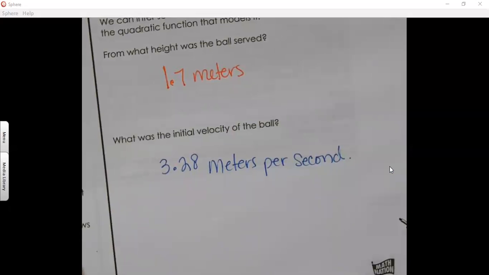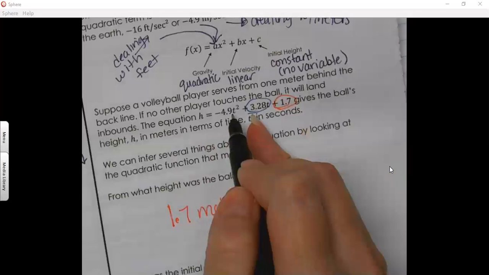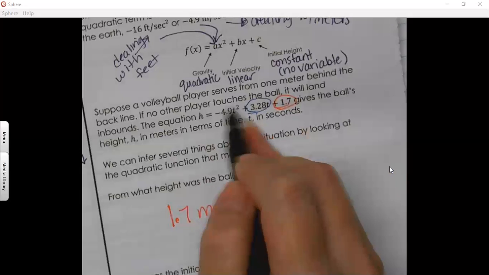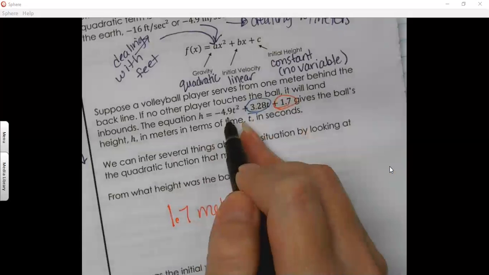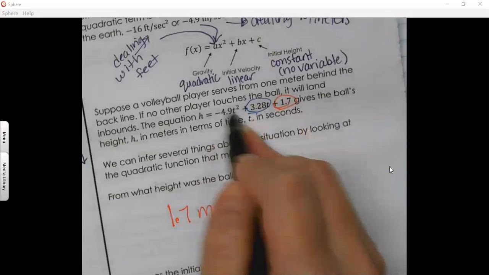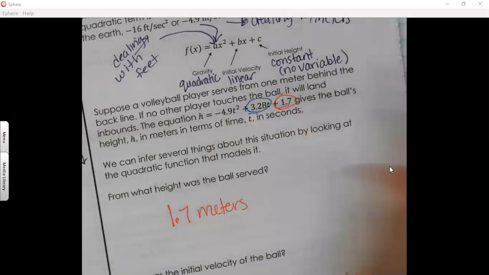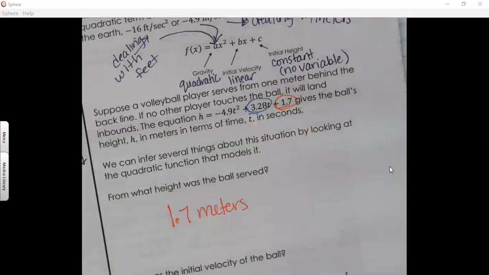Everybody cool so far? And also, if they didn't tell us it was in meters, we would know it was in meters because the quadratic term is negative 4.9. And if we see that, we know we're dealing with meters. If it was negative 16, we would know we'd be dealing with feet, right? Okay, any questions so far?